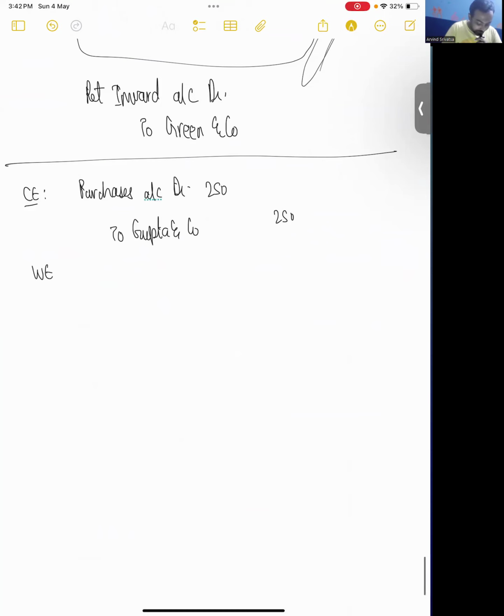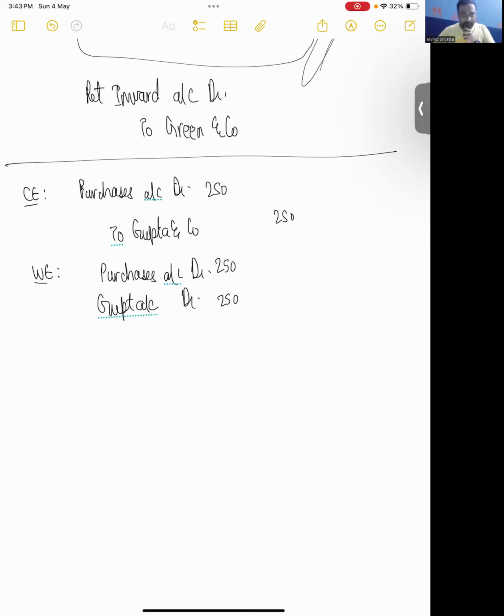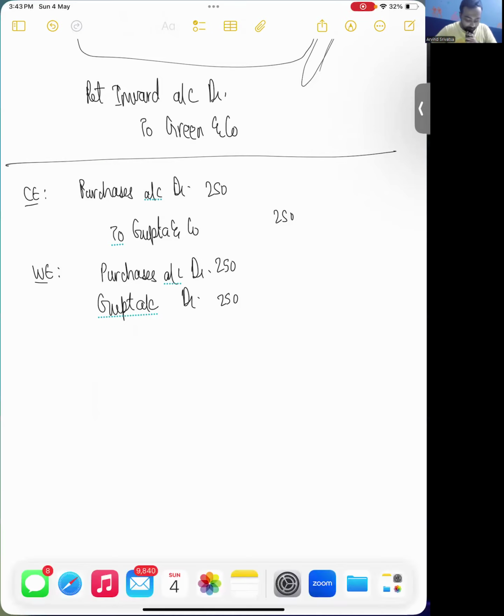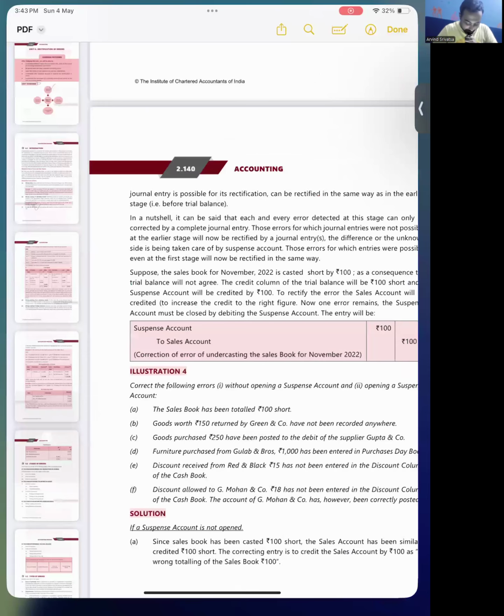Wrong entry. What entry did they post inadvertently, sir? They passed the entry purchases account debit. They also debited Gupta account, sir, 250. So many people might have a question here, guys. Many people might be thinking that they debited Gupta account instead of purchases account. No, guys. Read the question carefully.